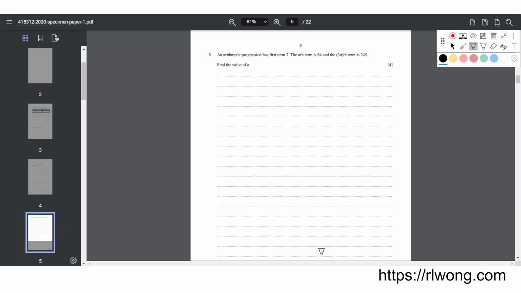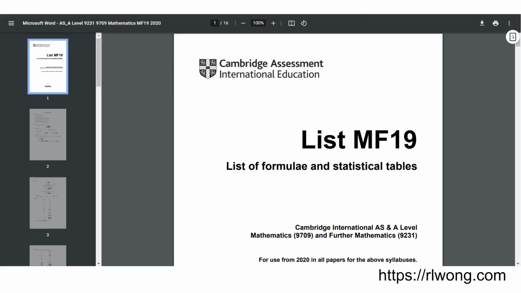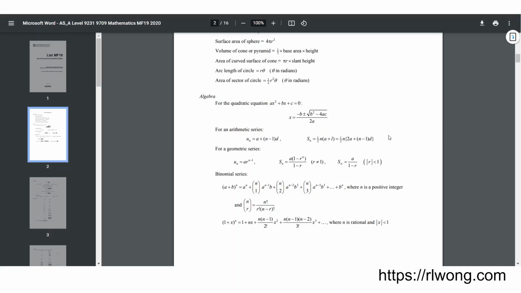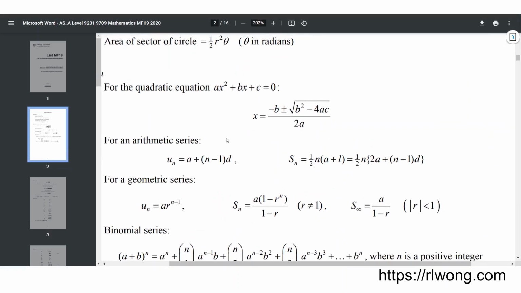Question 3 is an arithmetic progression question. Because it's an arithmetic series, you can make use of these formulas in your formula booklet. You have the terms formula. For an arithmetic series, your nth term is a plus n minus 1 d. The sum of the first n terms, you can take half n times first and nth term, or half n times 2a plus n minus 1 d. So very likely we are going to make use of these formulas when we are doing the question.